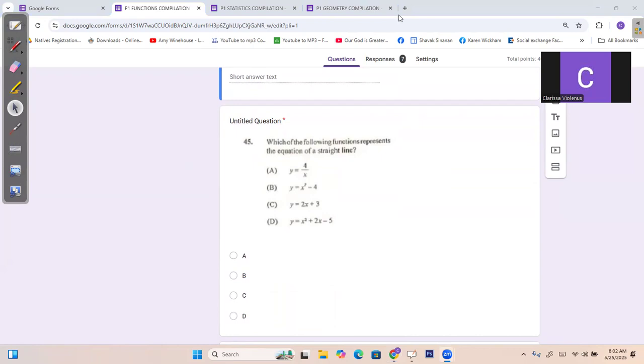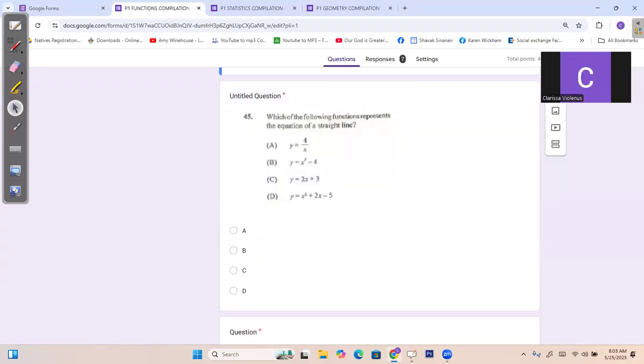This is the solutions for the functions compilation. So I'm going to start now. Which of the following functions represents the equation of a straight line? Some of the things we need to know, which ones doesn't.